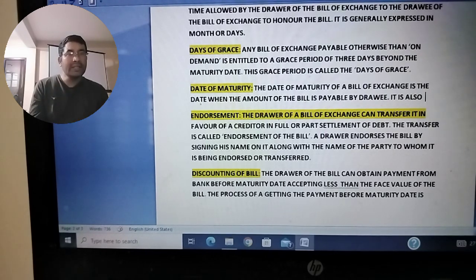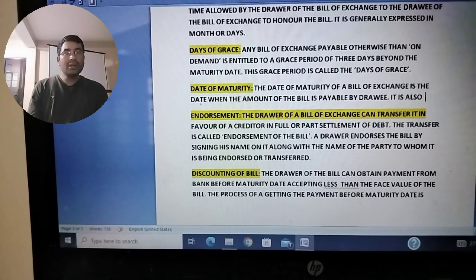So endorsement is simply the transfer of a bill in favor of a creditor in part or full settlement of a debt, and this process is called endorsement. And the person who transferred the bills is known as the endorser, and definitely the drawer is the endorser, and the person to whom the bill is endorsed is known as the endorsee. And the process is called endorsement. So to endorse means writing on the back of the bill.